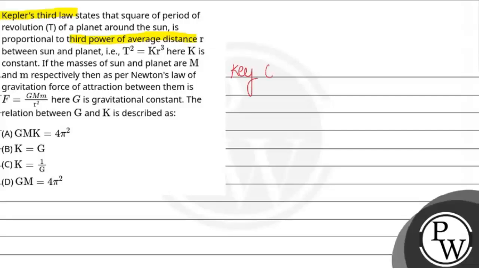The key concept behind this question is that the gravitational force is required for providing the centripetal force to the planet which is orbiting in circular motion. So we can write the key concept: gravitational force will be equal to centripetal force. Now gravitational force is given as G M m over R square, and the centripetal force is written as m v square by r, where v is the velocity of the planet revolving around the sun.